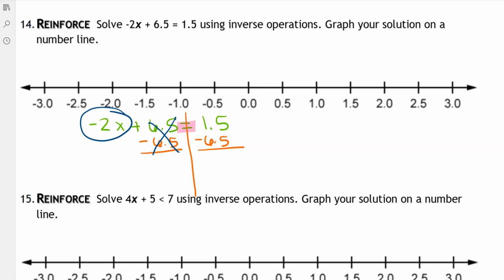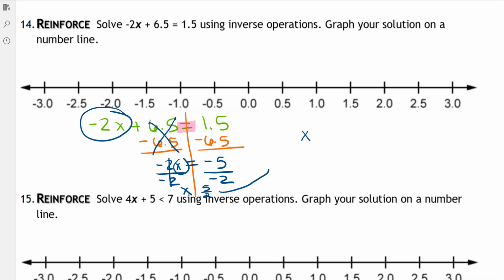This cancels out. I'm left with a negative 2x equal to 1.5 minus 6.5. Let's see. Let's do the math. We could use a calculator. So they're different signs, so we're going to subtract. That leaves us with 5, and it's going to be a negative 5 because that is larger. Then I'm going to divide by negative 2, divide by negative 2, and then that leaves me with x. And negative 5, a negative divided by a negative is going to give me a positive number. So that's just going to be 5 over 2.